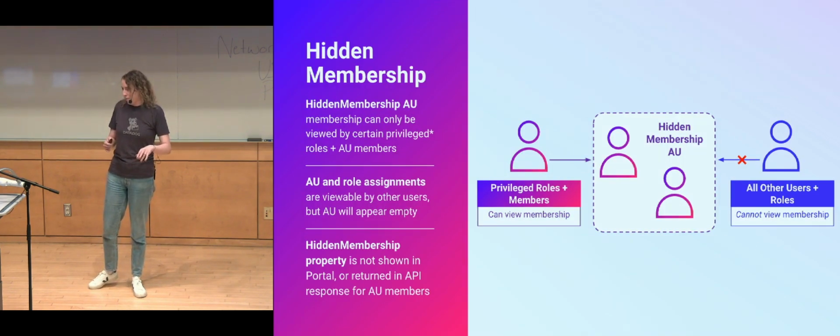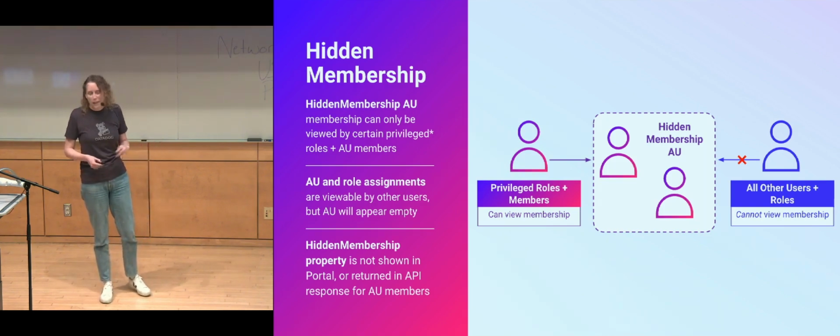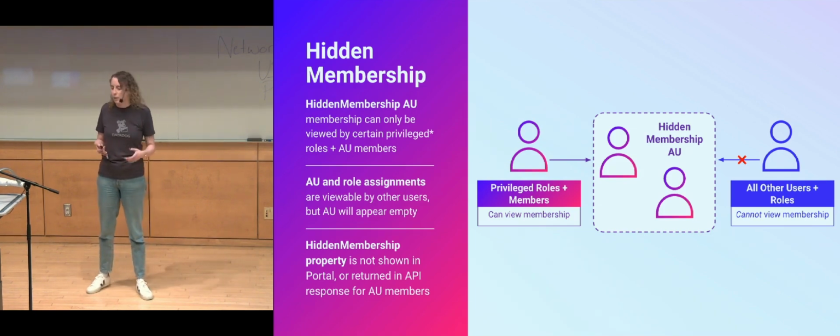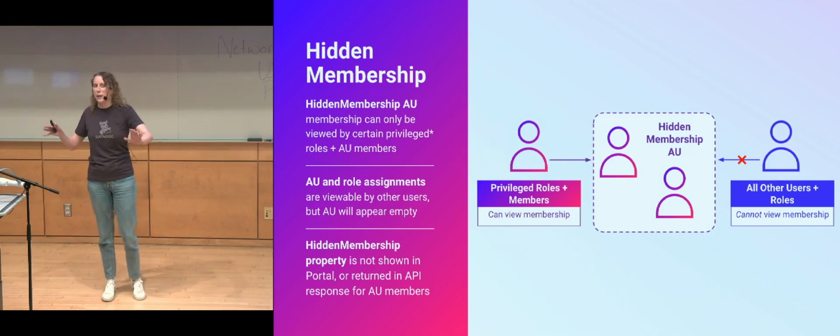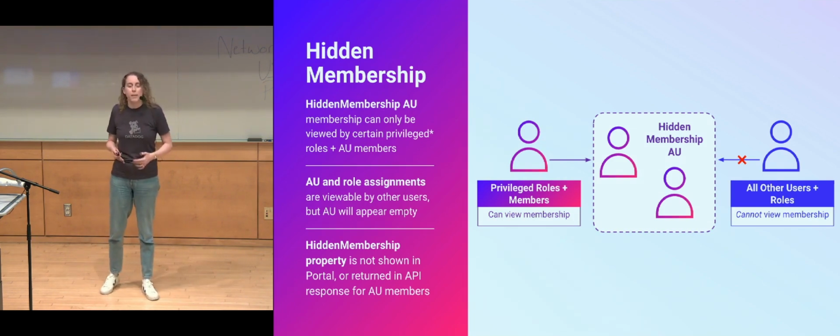So now let's talk a little bit about hidden membership administrative units. I mentioned there's not a lot of documentation available on these, so we had to do a little bit more digging. The basics are that unless you have one of 9 specific privileged roles, or you're a member of that administrative unit, your user account is in there, you won't be able to see the membership of it.